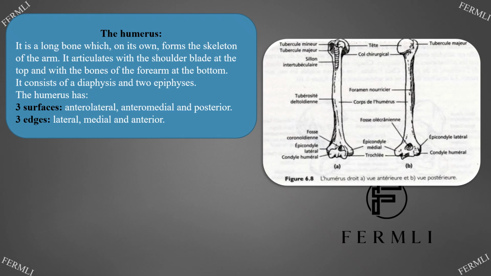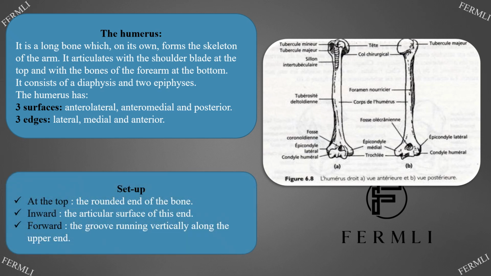It consists of a diaphysis and 2 epiphyses. The humerus has 3 surfaces, anterolateral, anteromedial and posterior, and 3 edges, lateral, medial and anterior. Set up at the top, the rounded end of the bone. Inward, the articular surface of this end. Forward, the groove running vertically along the upper end.